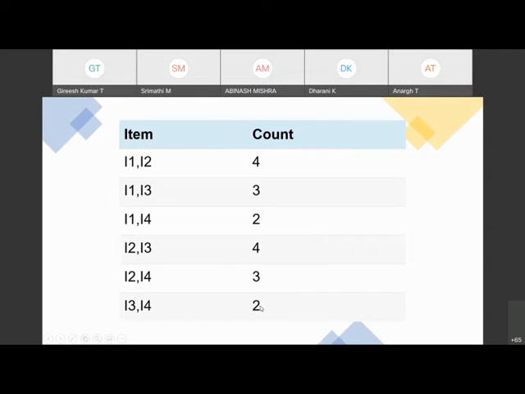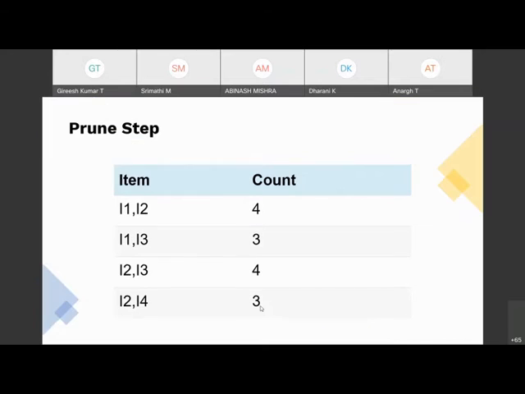Now, after performing the pruning, this is the pruned set. I1 and I2, the count is 4. I1 and I3, the count is 3. I2 and I3, the count is 4. And I2 and I4, the count is 3. This is the pruned set. Up to this point, if you have any doubt, you can ask me, please.